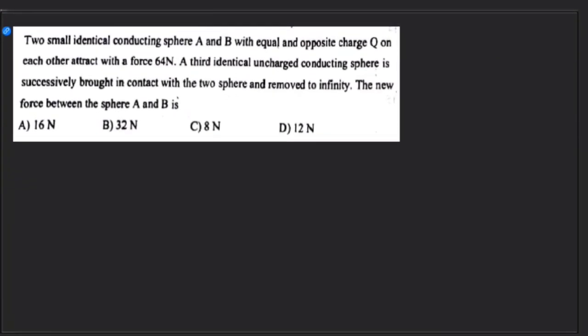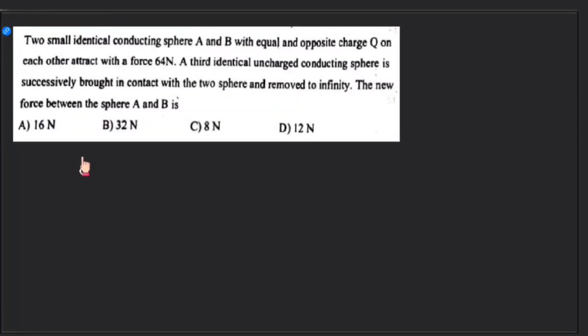And one more thing is this one, the question is from electrostatics. The question is: two small identical conducting spheres A and B with equal and opposite charges Q on each attract with a force of 64 Newton. A third identical uncharged conducting sphere is successively brought in contact with the two spheres and removed to infinity. The new force between them is, right?